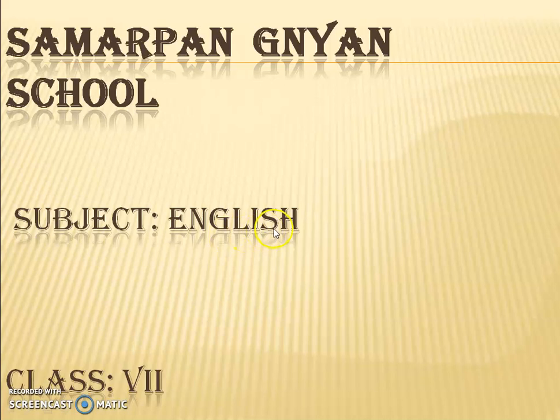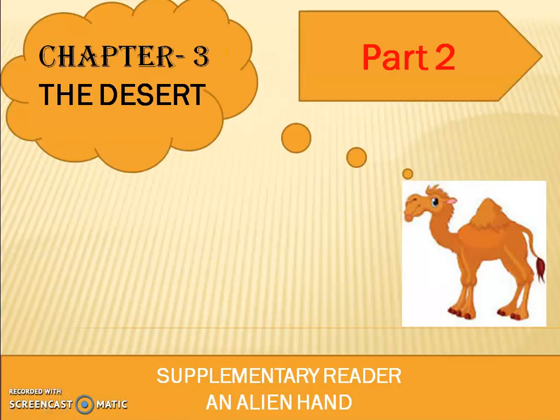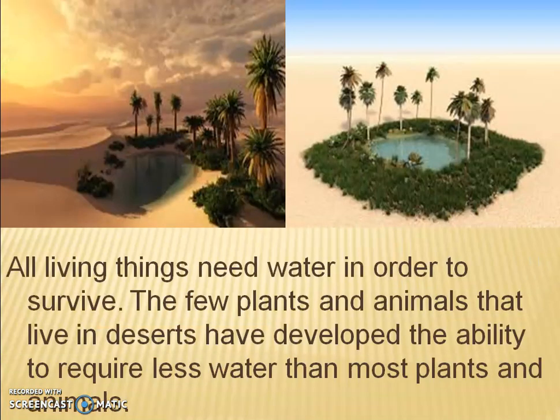Today we are going to study English of class 7. Children, in last class we studied about the desert, right? Chapter number 3, the desert of Supplementary Reader Book Alien Hand. Now we are going to see part 2, right? In last class we saw what is a desert, what do you mean by sand dunes, and what is an oasis, right? So now we are going to see the other part of the chapter. So children, are you ready?